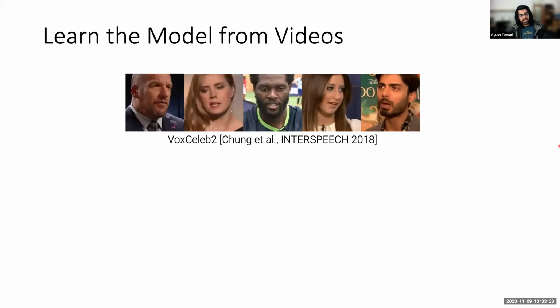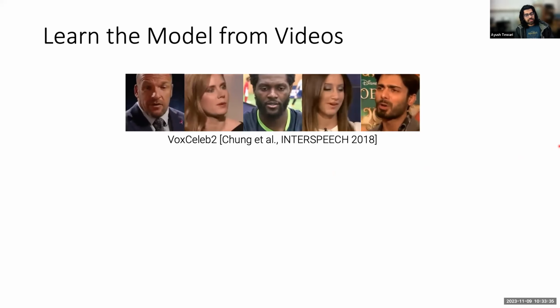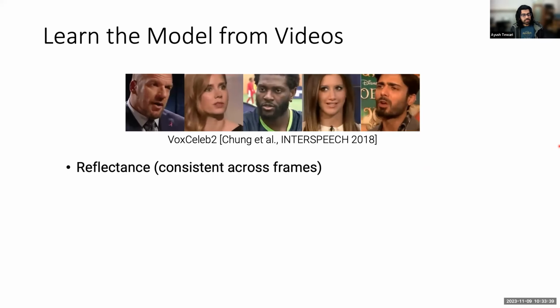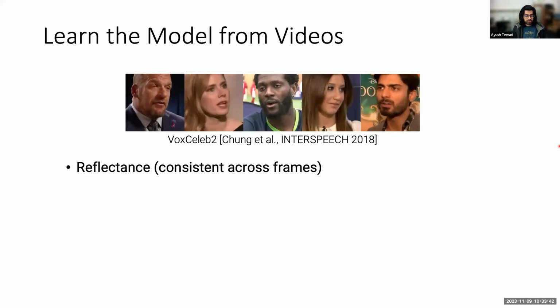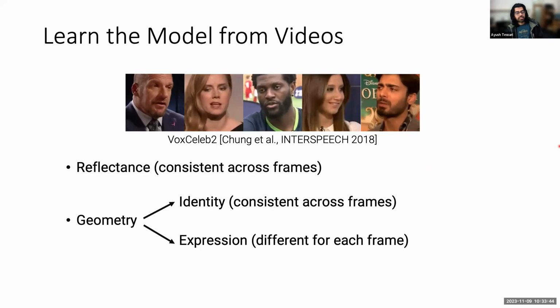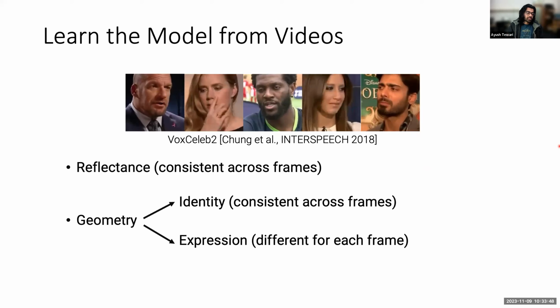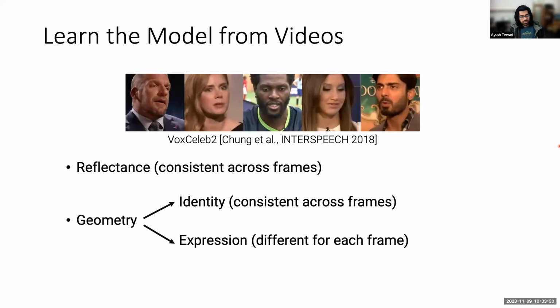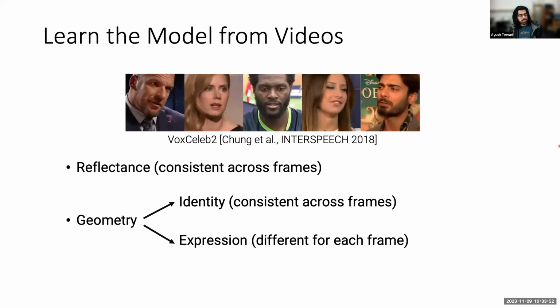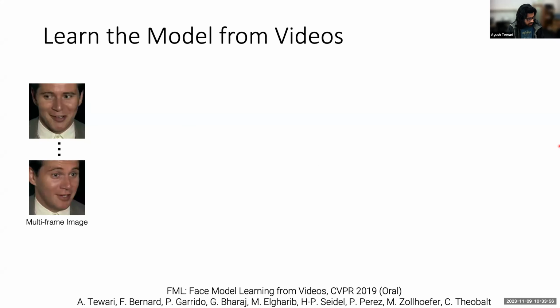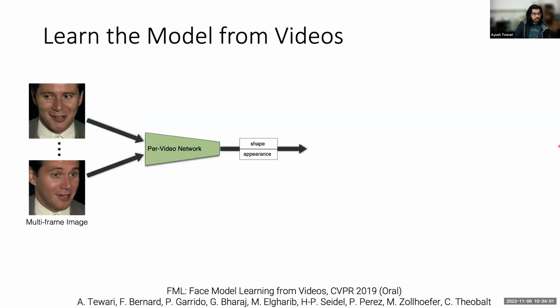This is just a data set of videos of people giving interviews, and we can make simplistic assumptions that the reflectance of the face is consistent across the frames, and the geometry. You have two components again. You have the identity component, the person's identity, the geometry of which remains consistent, and you have a different expression for each frame. And with those constraints, you can create this simple method that takes multiple frames of a video.